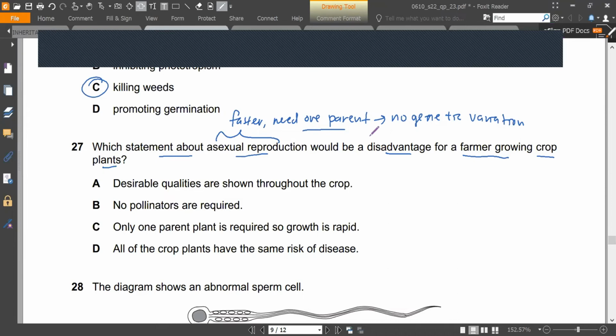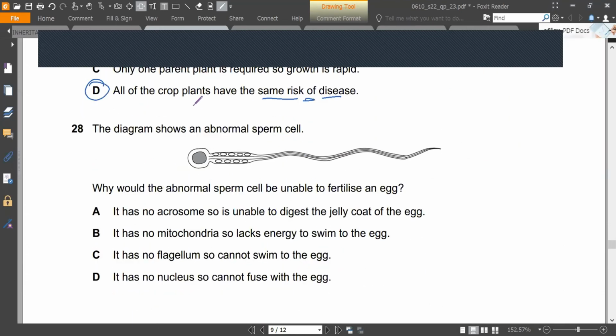So the disadvantage will be the same risk of disease, because they all have the same genes. So they will have the same weakness. When they are attacked by a germ or some disease, all of them will not have the resistance for the disease.